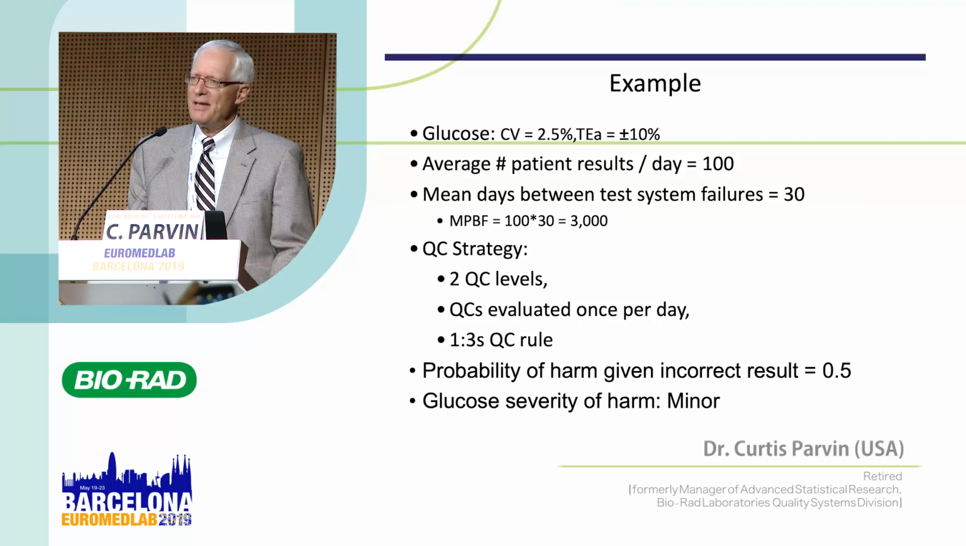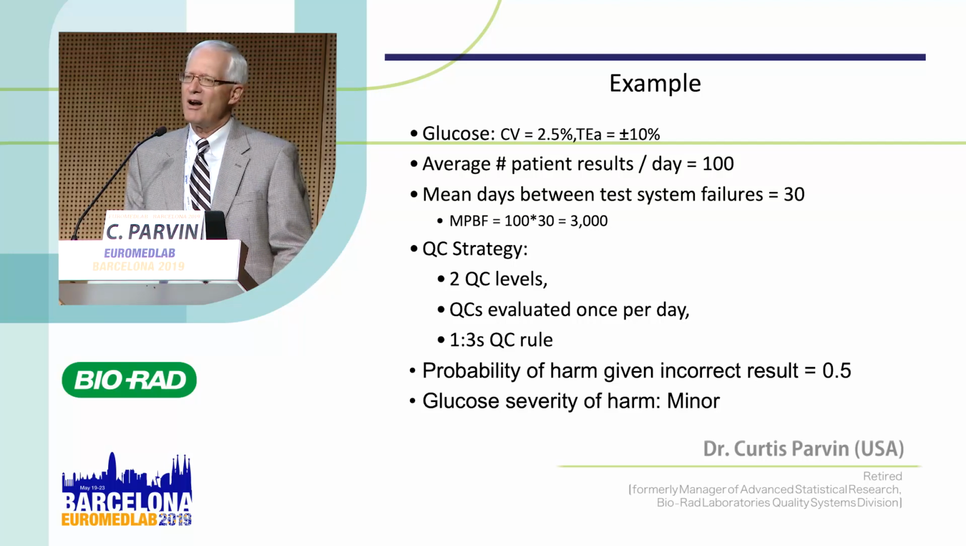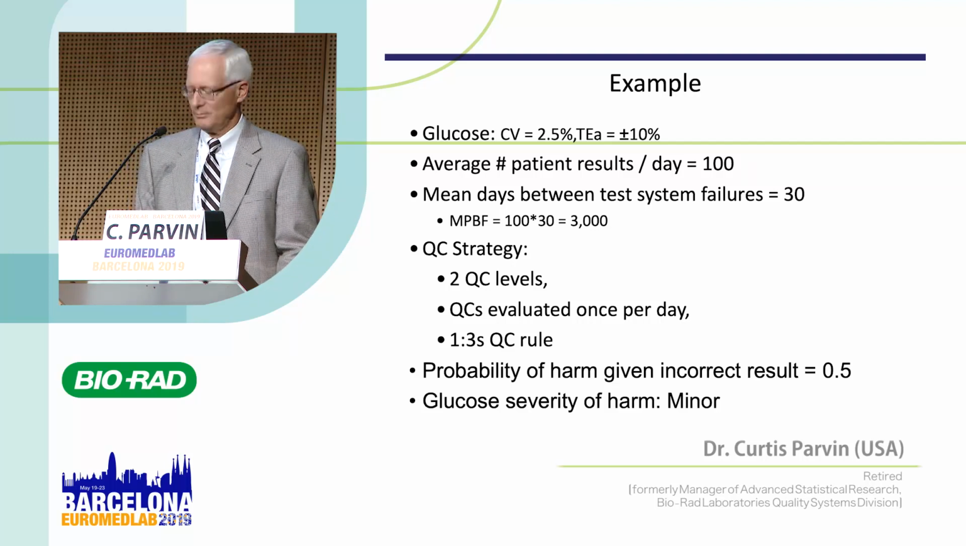The assessment has been made that the probability of harm given an incorrect result, the probability of making an inappropriate decision or action if a measurement error exceeds the allowable total error is about 0.5, which is about one out of every 2. And the assessment's been made that the severity of harm when an inappropriate decision or action is made is minor. I don't want to quibble about whether those make sense, so that's just for this example.